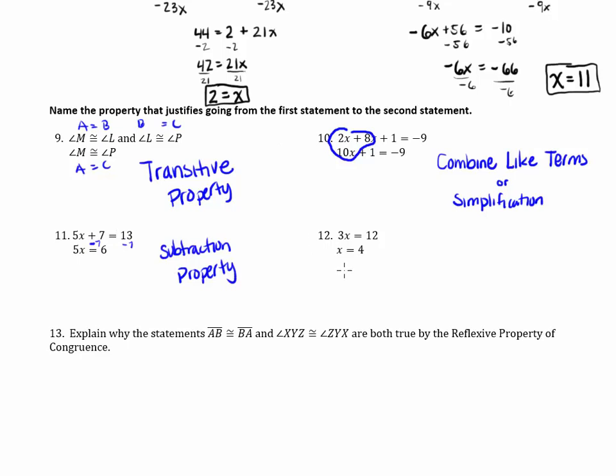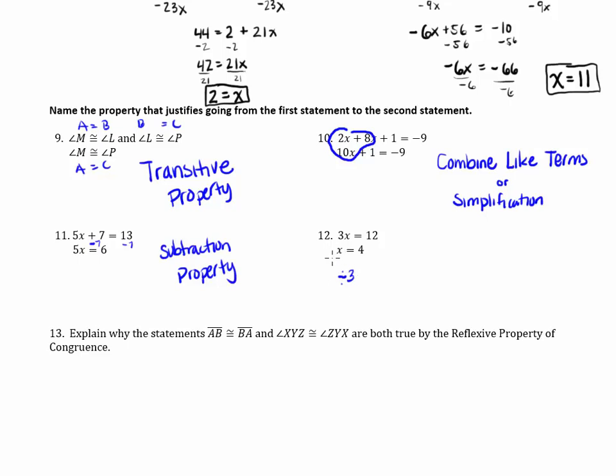All right, problem number 12. We've got 3x is equal to 12, and then we get x equals 4. So both things have changed here. Looks like to go from 3x to x and 12 to 4, the thing they have in common is we are dividing both of those by 3. 3x divided by 3 is x. 12 divided by 3 is 4.